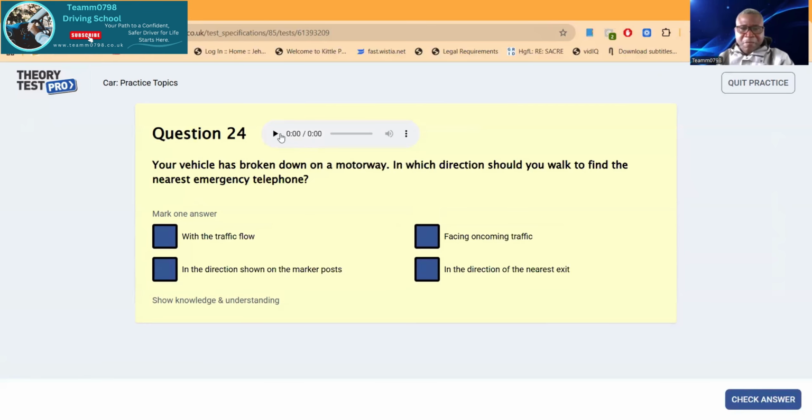Next question. Your vehicle has broken down on a motorway. In which direction should you walk to find the nearest emergency telephone? With the traffic flow. Facing oncoming traffic. In the direction shown on the marker posts. In the direction of the nearest exit. The direction shown on the marker posts.